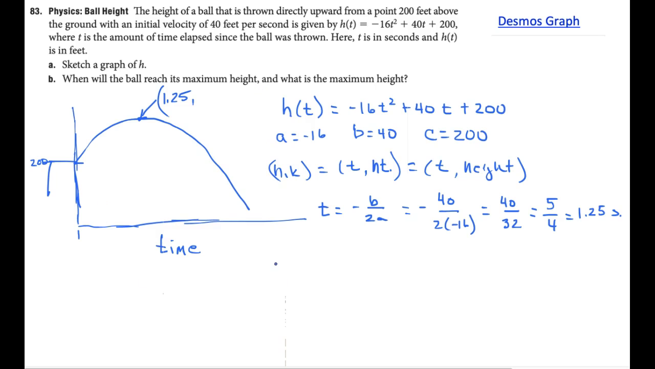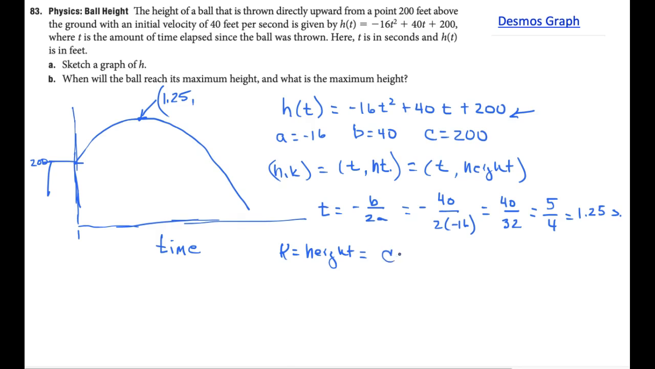So there's a few ways to find the y coordinate at this point. You could just plug 1.25 back into the equation to find what h is, what the height is at that point. The other thing that you can do is you can do the formula for k. So k is going to equal the height. That's the vertex coordinate k.